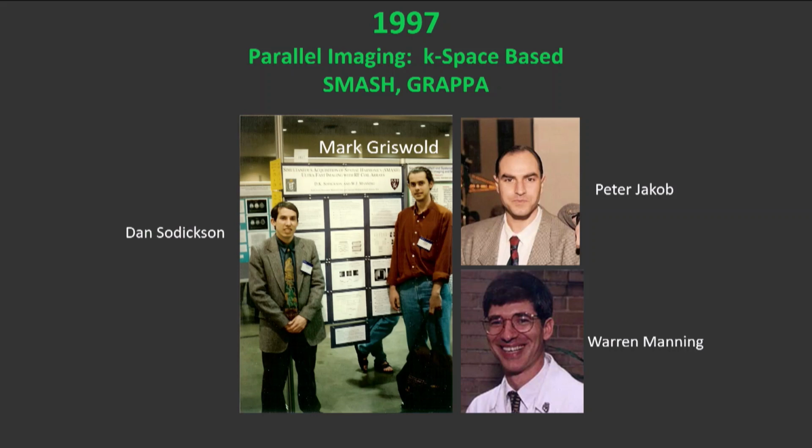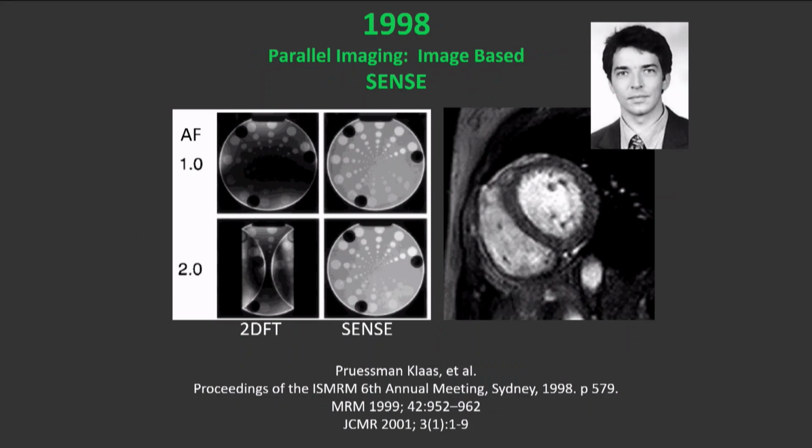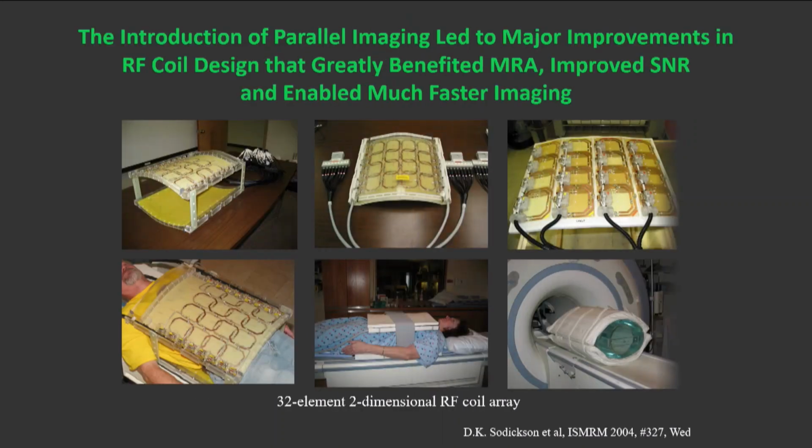Then Peter Jacobson and Mark Griswold went on to invent the GRAPPA technique. These are k-space-based versions. A year later, Klaus Prüssmann invented the SENSE technique, which is an image-based version, and it's been nonstop progress since then. What's interesting, though, is that you may not realize that all the coil development that goes on now was largely because of parallel imaging. The need to create coil arrays that could let you go faster drove the field tremendously.